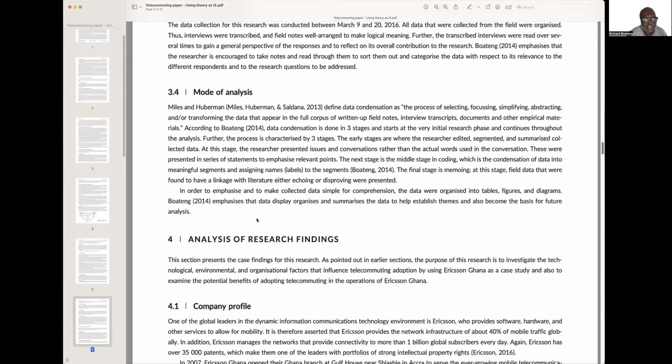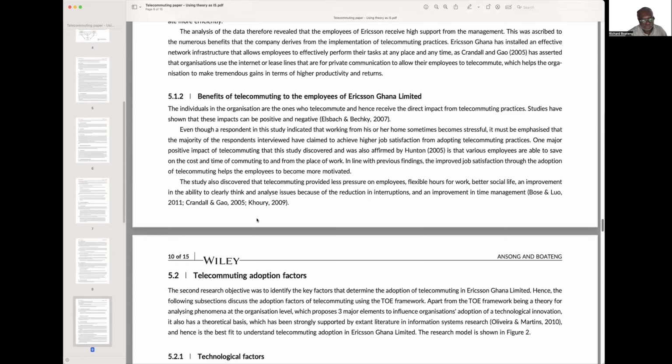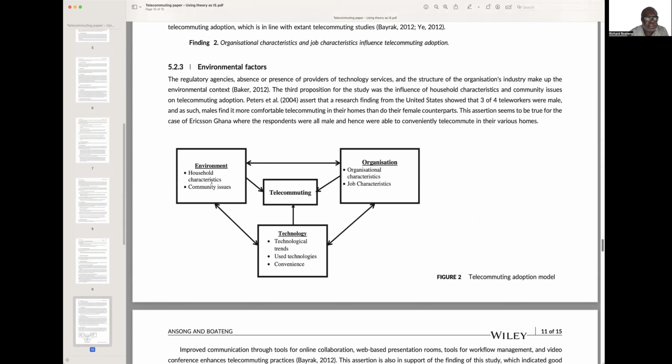They looked for the data, and by the time they finished and analyzed it, this is what they found. They were able to find out that in the environment, household characteristics and the community issues tend to influence telecommuting. In the organizational characteristics, job characteristics influence it. Then technological trends, use of technology, and convenience were the key things that tend to influence telecommuting adoption.